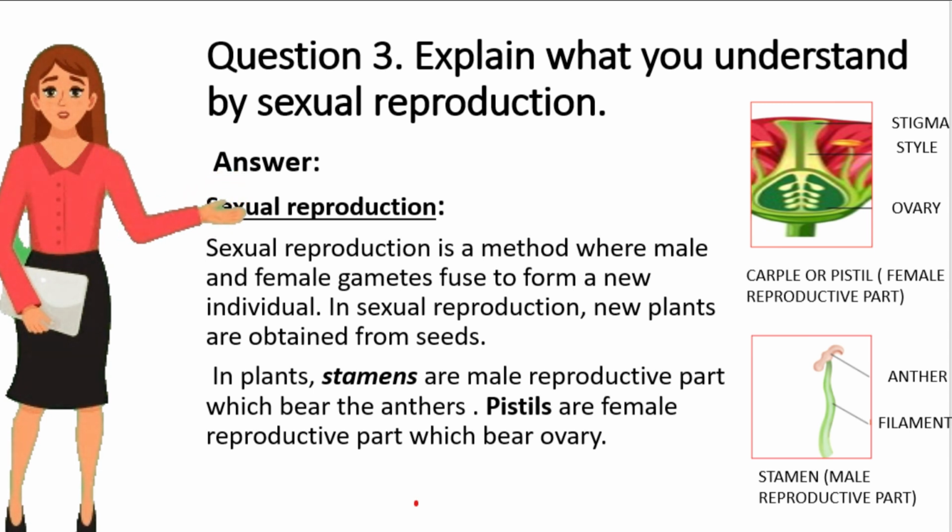Question 3. Explain what you understand by sexual reproduction. Answer. Sexual reproduction is a method where male and female gametes fuse to form a new individual. In sexual reproduction, new plants are obtained from seeds. In plants, stamens are male reproductive part which bear the anthers. Pistils are female reproductive part which bear ovary.